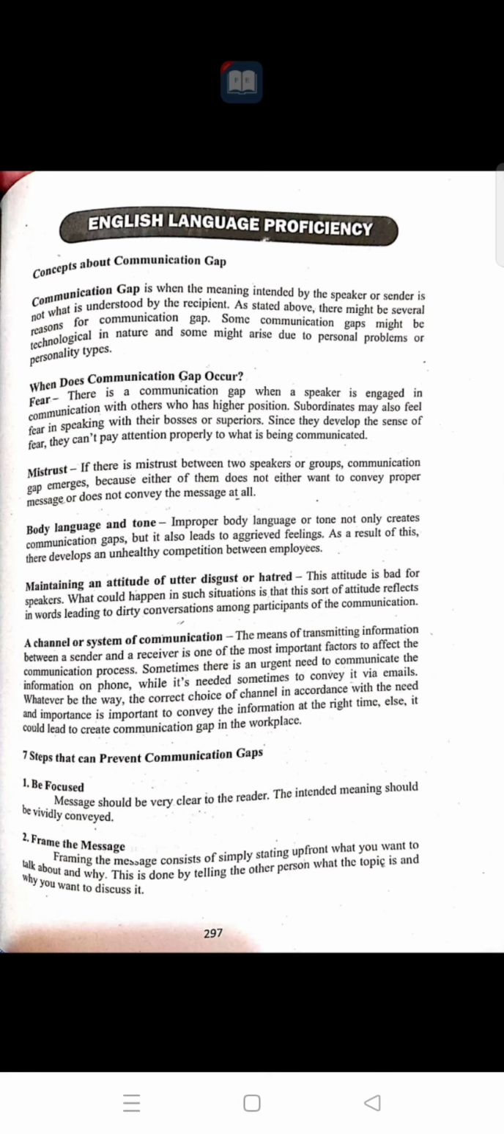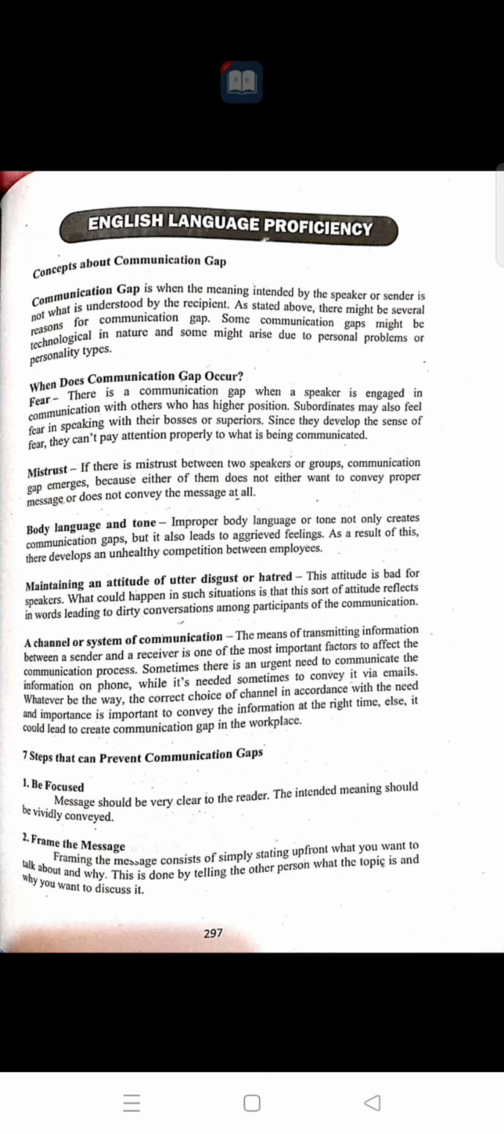Next factor, we have mistrust. If there is mistrust between two speakers or groups, a communication gap emerges because either of them does not want to convey a proper message or does not convey the message at all. When you say mistrust, it's the absence of trust, of course. The moment there is mistrust between two communicating teams or groups or individuals, pwedeng hindi magsasalita ng katotohanan yung isa or pwedeng hindi maniniwala yung isa na totoo yung message or information na kino-convey. That way, of course, there is no acceptance of information.